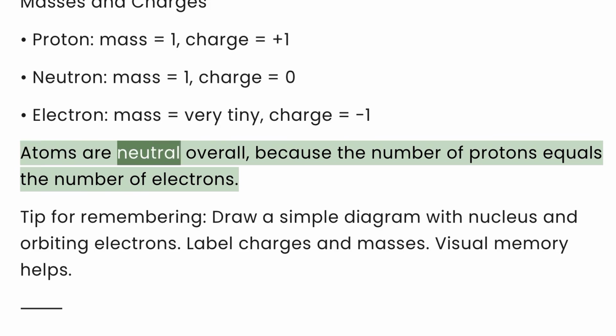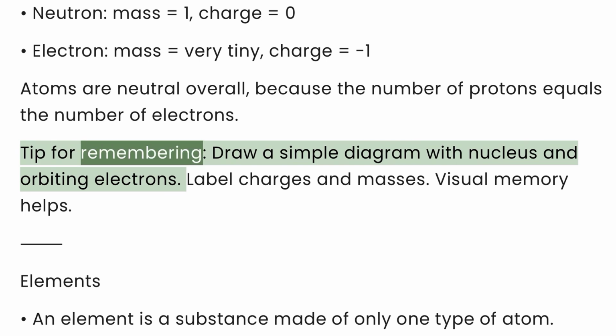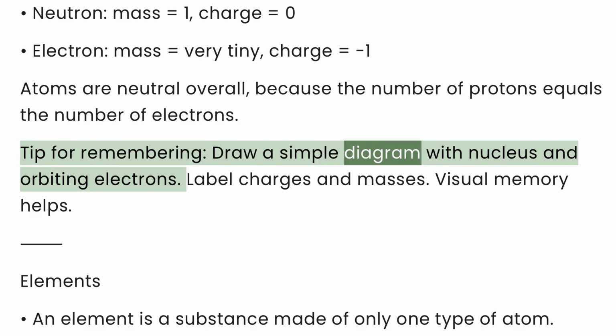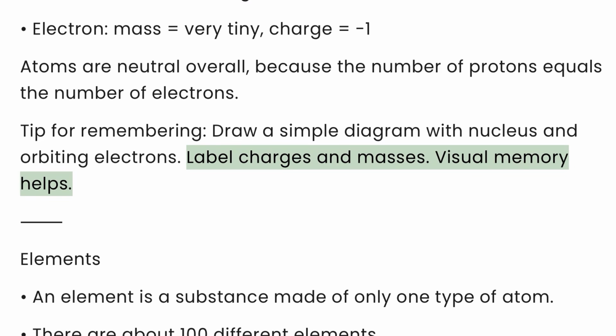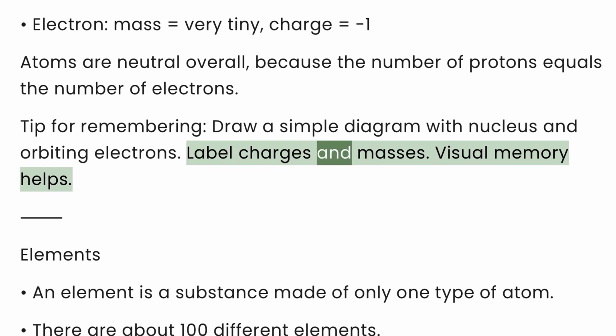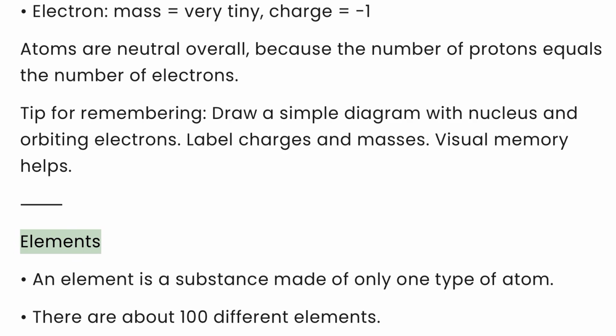Atoms are neutral overall because the number of protons equals the number of electrons. Tip for remembering: draw a simple diagram with nucleus and orbiting electrons. Label charges and masses. Visual memory helps.